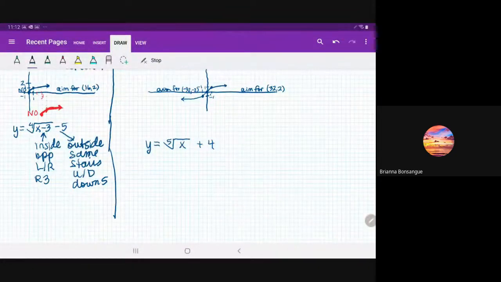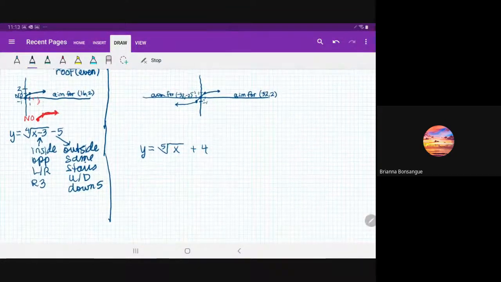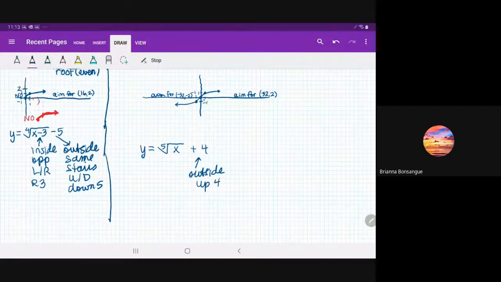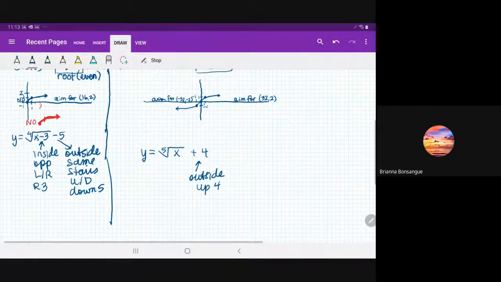Okay, so for this one, where's the 4? So where's the 4 on that one? Okay, so this one's outside. So which way would a 4 move it if it's outside? Yep, so up 4. Okay, so we're going to move each of these dots. Now I only have 3 dots. So I'm going to move each of my 3 dots up 4. 1, 2, 3, 4. 1, 2, 3, 4.